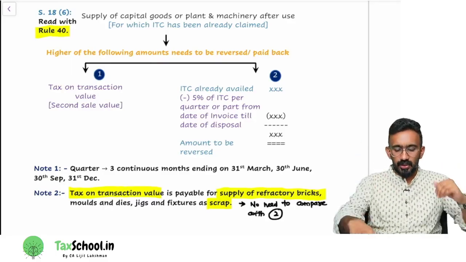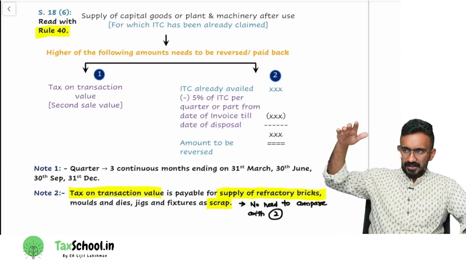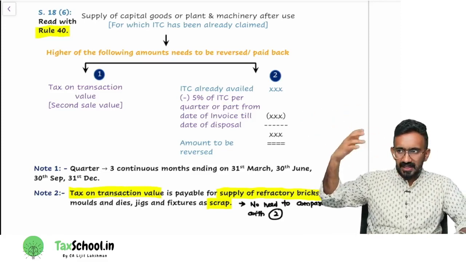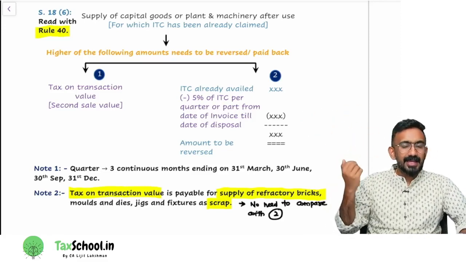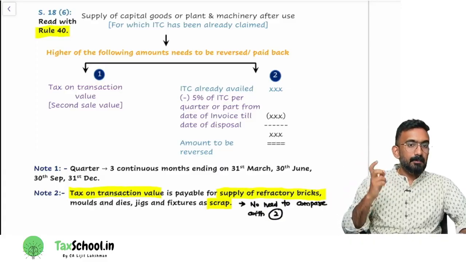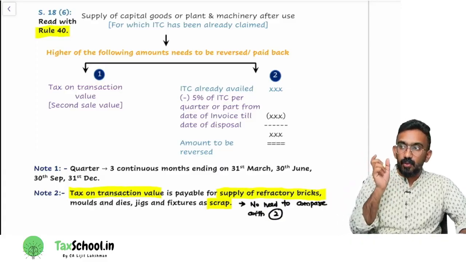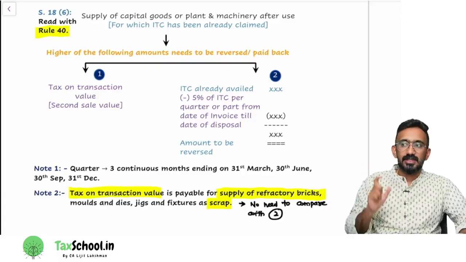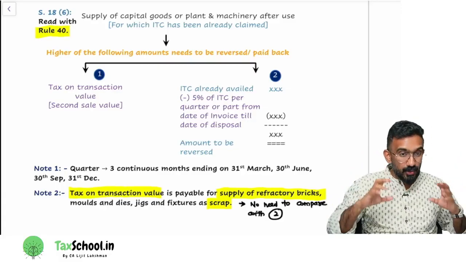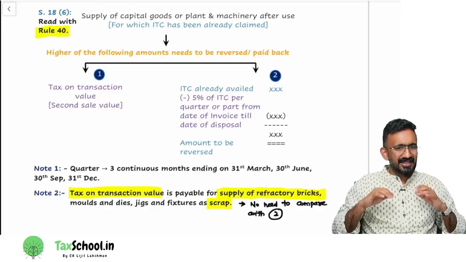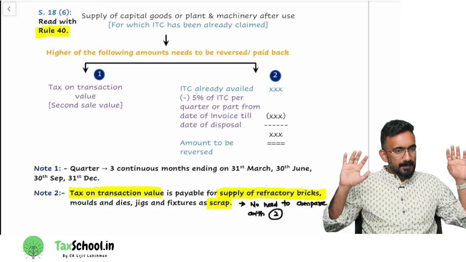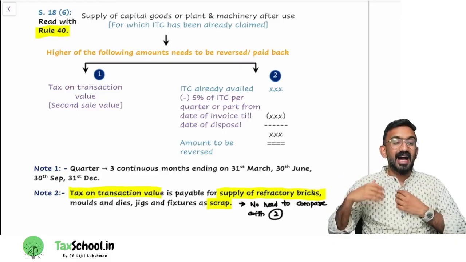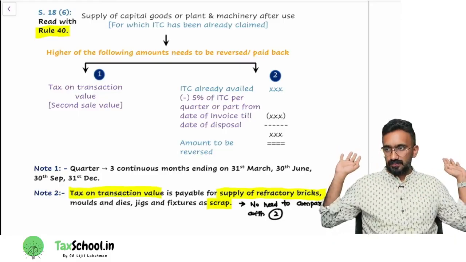What is this following amount? I have written it as 1 and 2. First is tax on transaction value, which is second hand sale value. Number 2, ITC already availed minus 5% per quarter or part from the date of invoice till the date of disposal. You have to reduce for every quarter you have used this asset 5% and then look at what is the balance amount. Compare these two amount and whichever is higher needs to be reversed is the provision.